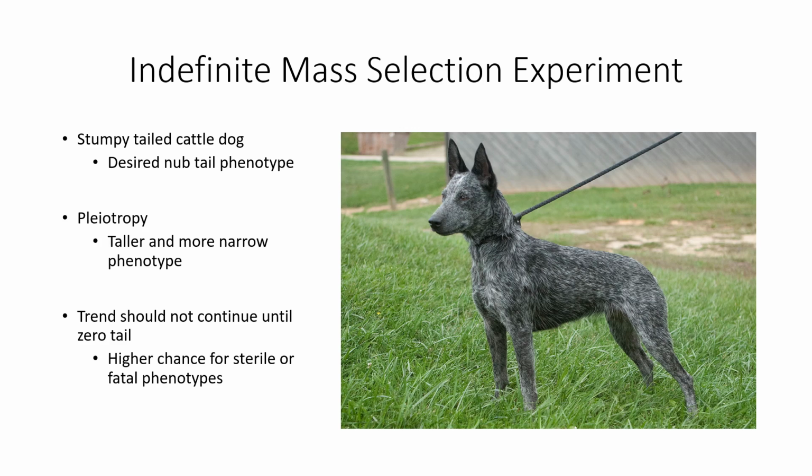However, even though selective breeding achieved a nub, the tail length likely could not be brought to zero. It is safe to assume that the closer we get to zero, the greater the risk of sterile or fatal phenotypes, pointing to a biological limit on gene drift due to selective breeding.